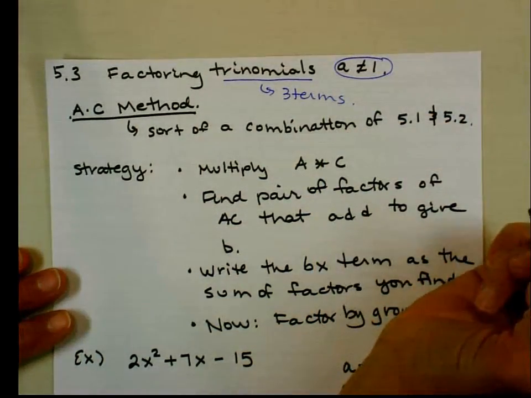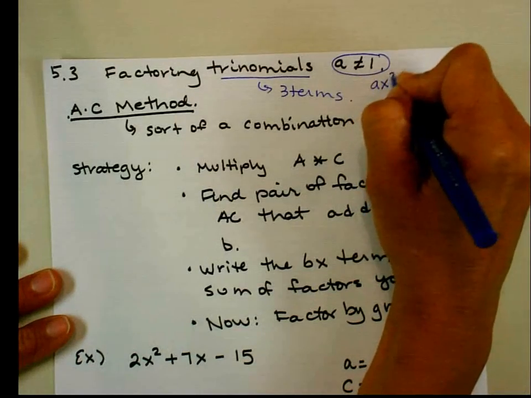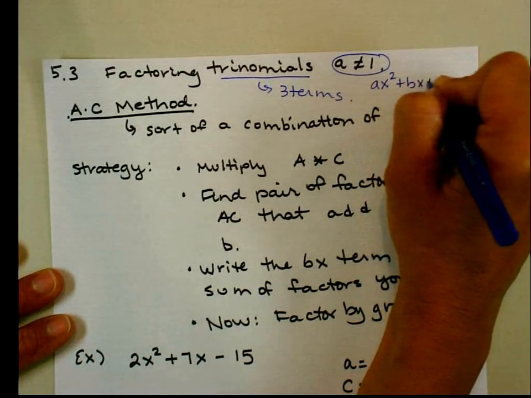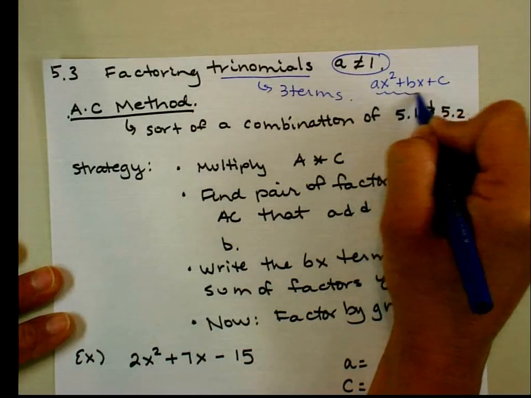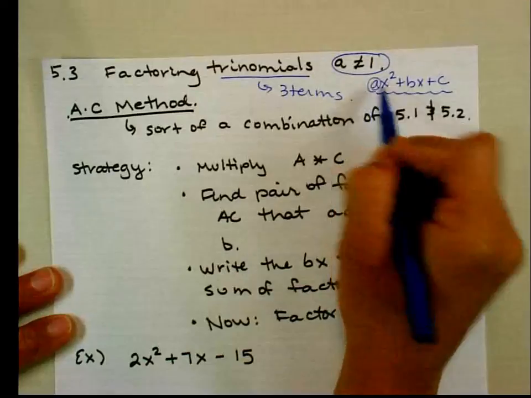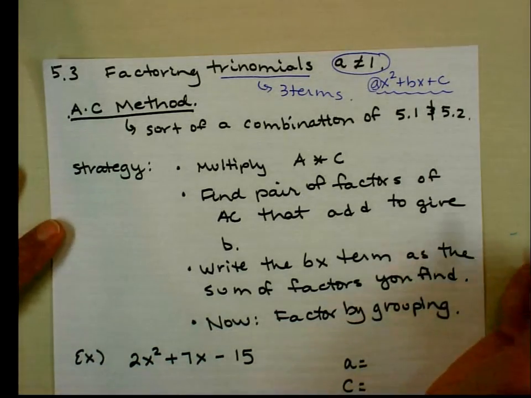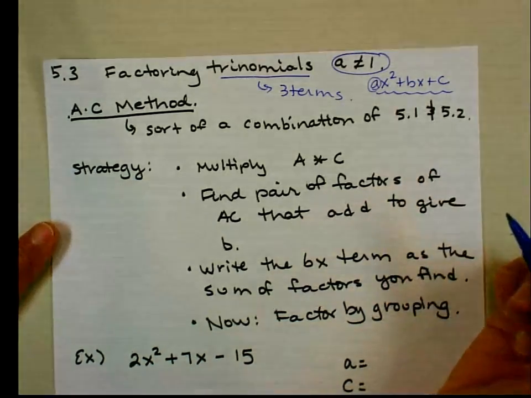And do you remember A? Yep, it's the leading coefficient. It was ax squared plus bx plus c for just kind of the generic quadratic trinomial. So if a is something other than 1, we're going to do this thing called the AC method. Kind of a combo of things we learned in 5.1 and in 5.2.